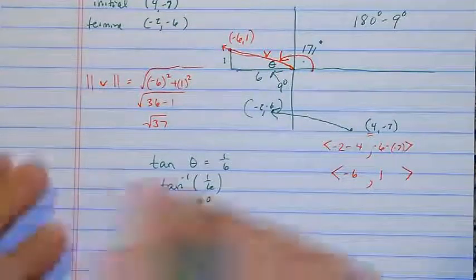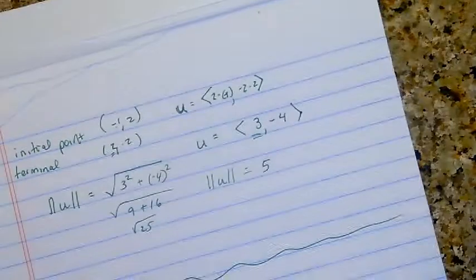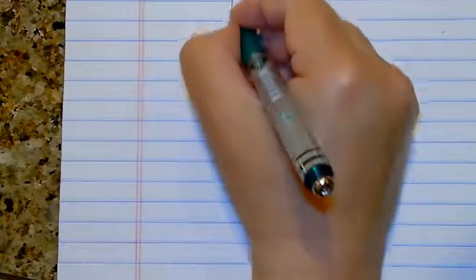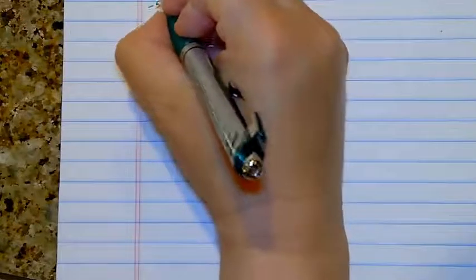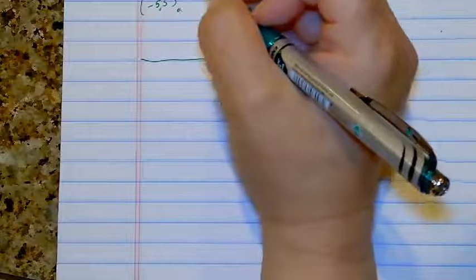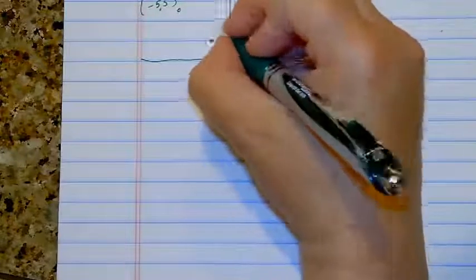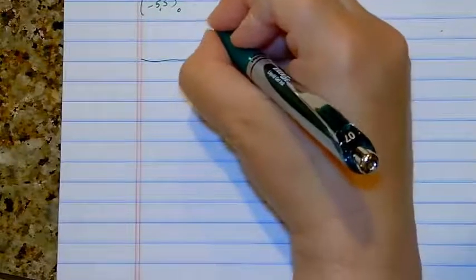I'll do one more of these. So let's start off with a vector that has an initial point at -5, 5 and a terminal point at -1, 2. So it looks something like this.